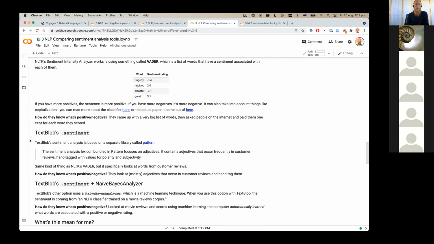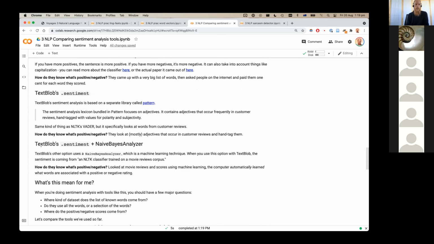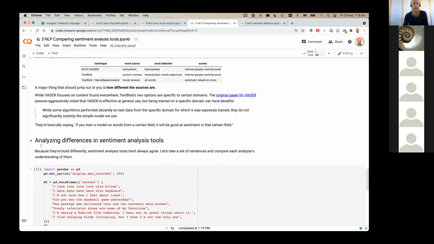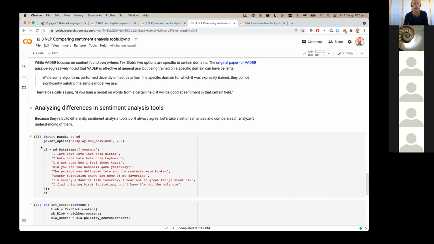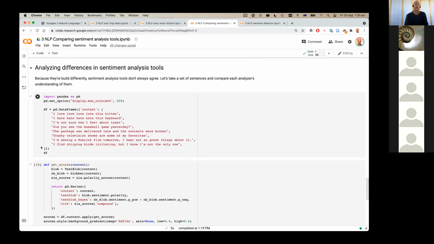So there's a bit more information there about how these values are derived. I'll leave that for you to go through in your own time. The fundamental thing is to know that the training data has a significant influence on how these sentiments are detected.